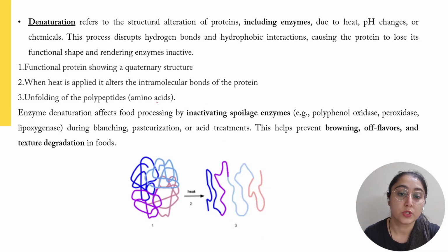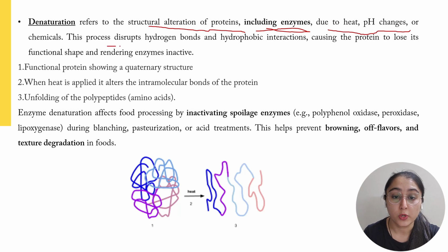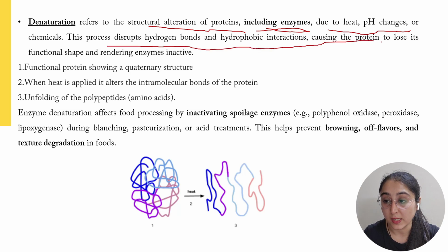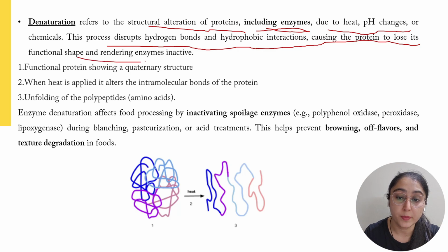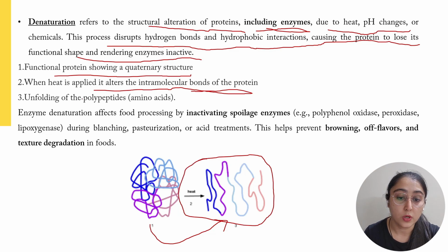So now let us look at denaturation. Denaturation basically refers to the structural alteration of proteins. Proteins also include enzymes, because enzymes are also basically proteins. So due to heat, pH changes or chemicals, this process disturbs the hydrogen bonds and hydrophobic interactions, causing the protein to lose its functional shape and rendering enzymes inactive. Firstly, the functional proteins show a quaternary structure, and when heat is applied, it alters the intermolecular bonds of the protein. As you can see over here, the structure is basically destroyed and it opens up, right? So unfolding of the polypeptide chain occurs, as we can see over here, right?